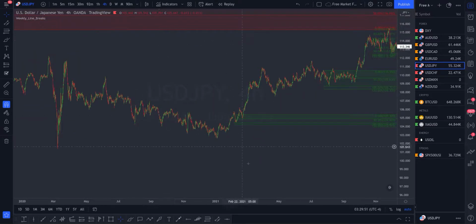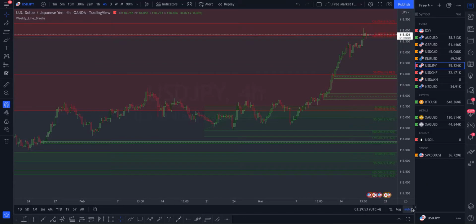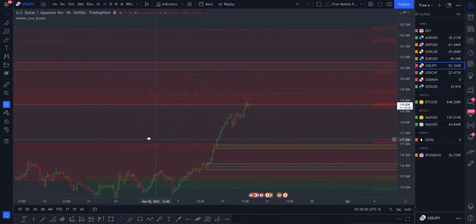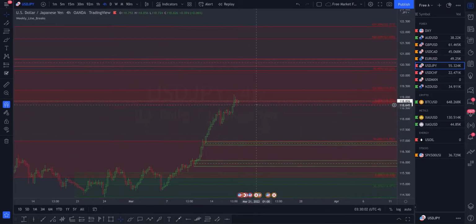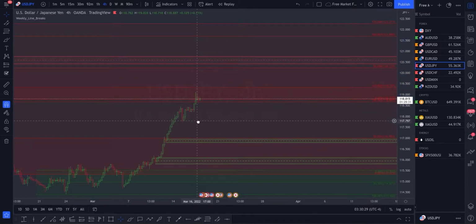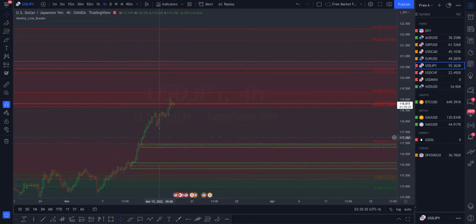It looks like we have a 4-hour unmitigated zone to the upside right here. Price could be going towards that. So this is actually two stacked institutional supply zones, or distribution zones. We can see where USDJPY has just been shooting up and has not come back to any demand zones to take trades off of.